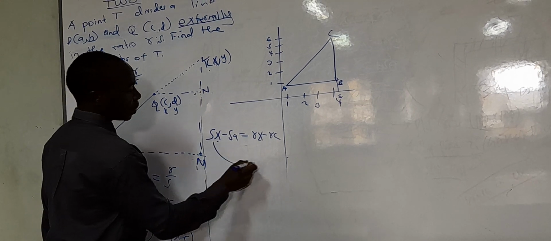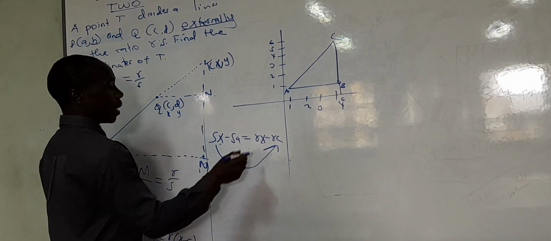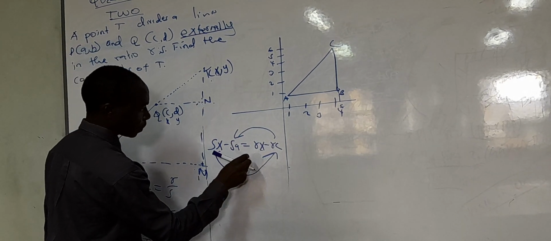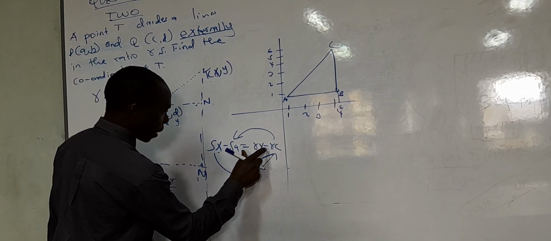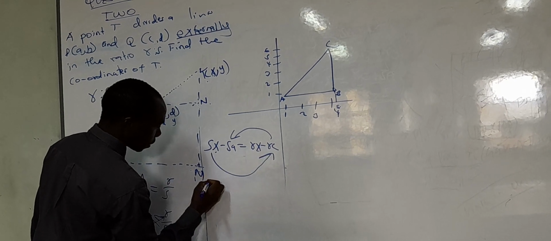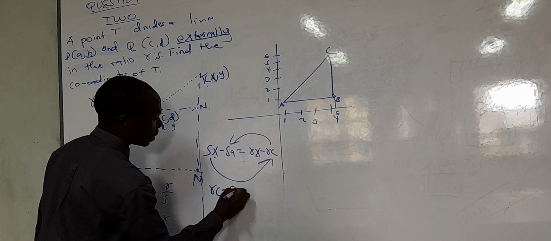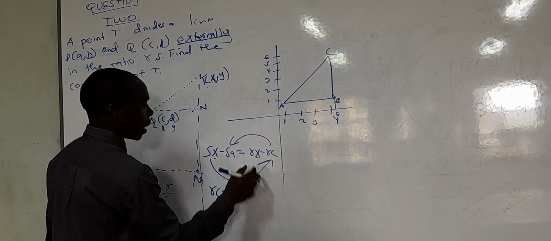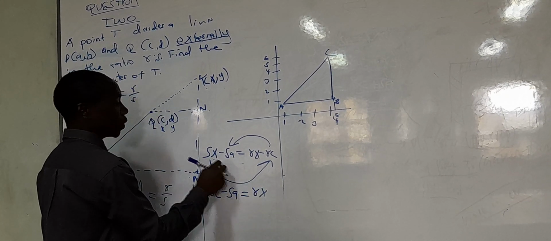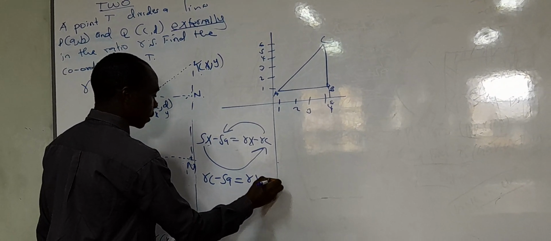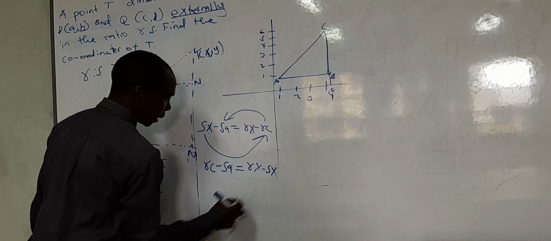So you can take this x value on the other side and then bring this one on this other side. So you're going to have this rc, if it comes this side, it becomes positive, minus sa equals rx. This one is positive, so if it goes this side, it's going to be negative, minus sx. And you can see x and x are common.